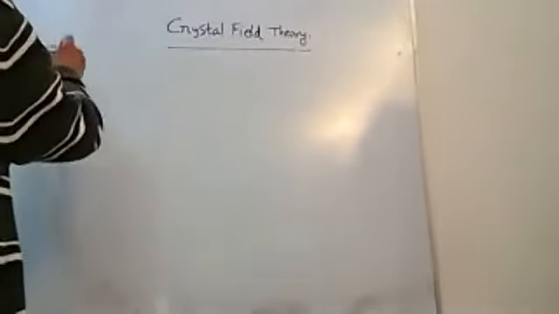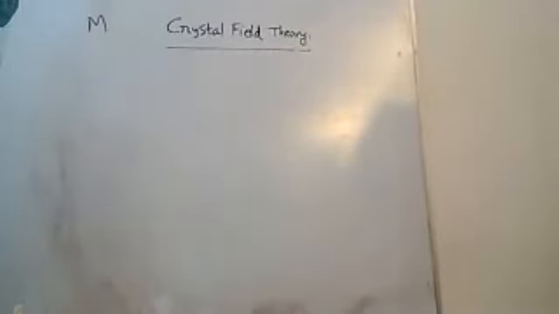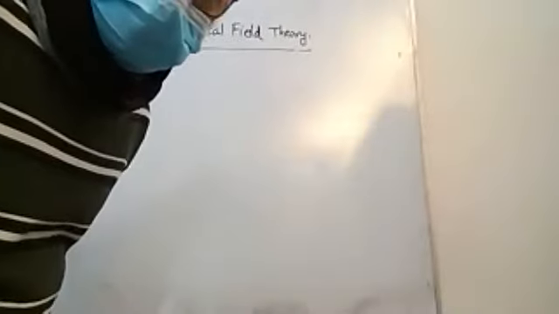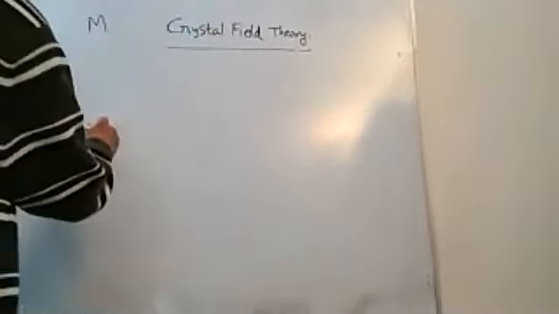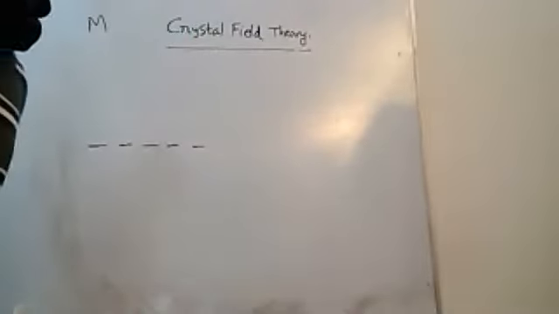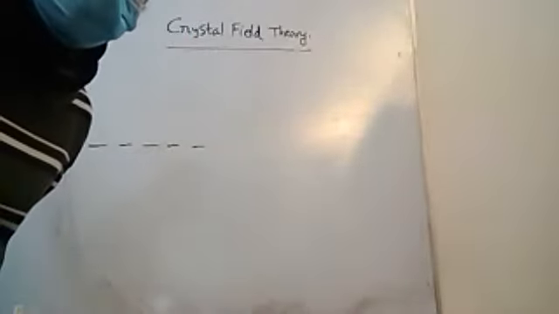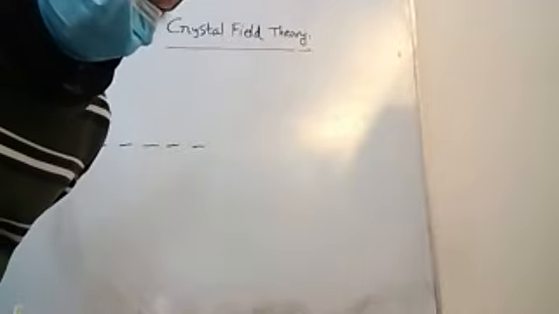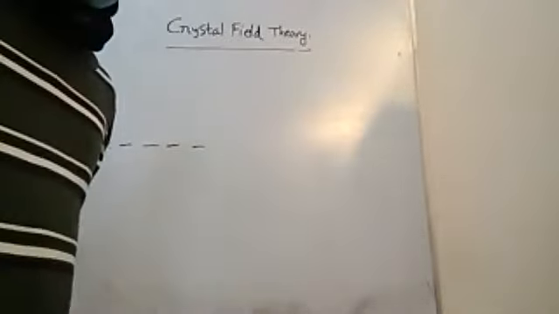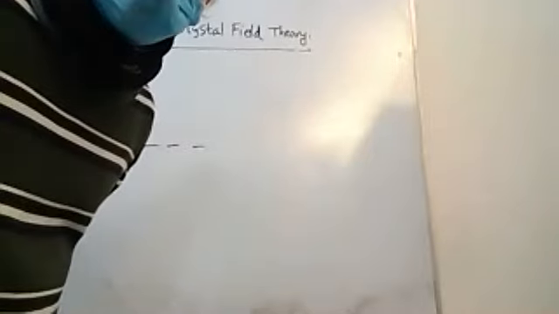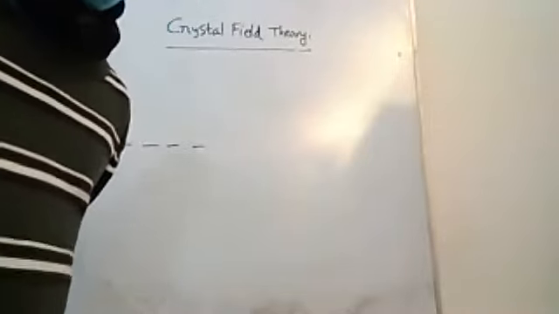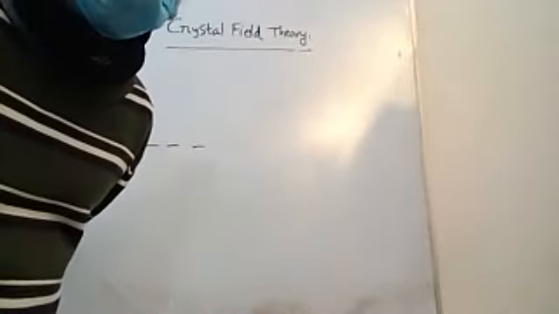So let's talk about a metal all by itself, purely with no ligands. So you have 1, 2, 3, 4, 5 orbitals. These are all of the same energy. If you have a simple ion in gas phase, if there are no ligands around it, all those d orbitals will have the same energy. That's what we call a degenerate set of orbitals.